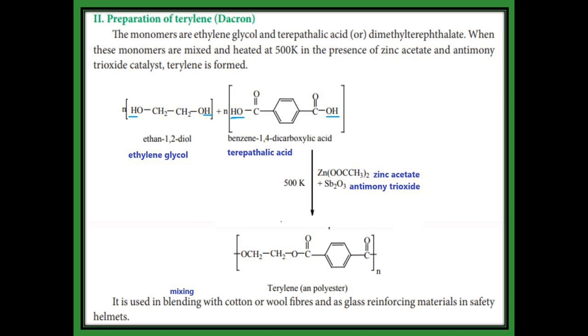It is prepared with the help of ethylene glycol. The IUPAC name is ethane-1,2-diol. Eth means 2 carbons, each carbon containing an OH group, so 1,2 means the first carbon and second carbon both contain OH groups, so it is called a diol.